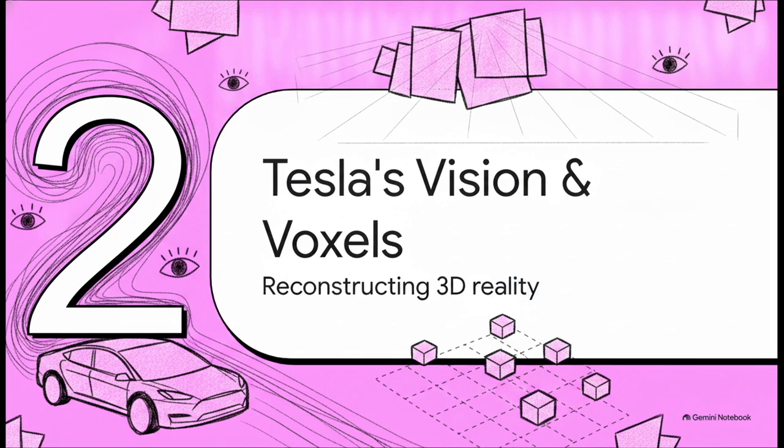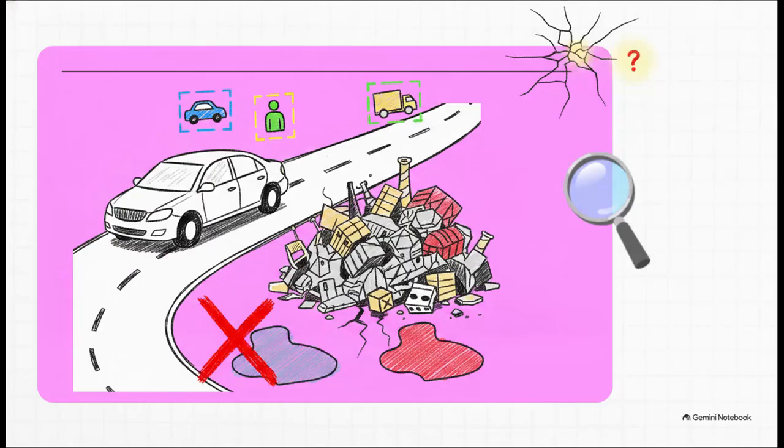Moving on to part 2, Tesla's vision and voxels. We're looking at reconstructing 3D reality from flat 2D pixels. Okay, so to understand why Tesla completely overhauled its software for a camera-only setup, we really have to talk about this fascinating concept called ontology cracks. Basically, what happens when an AI sees something completely new.